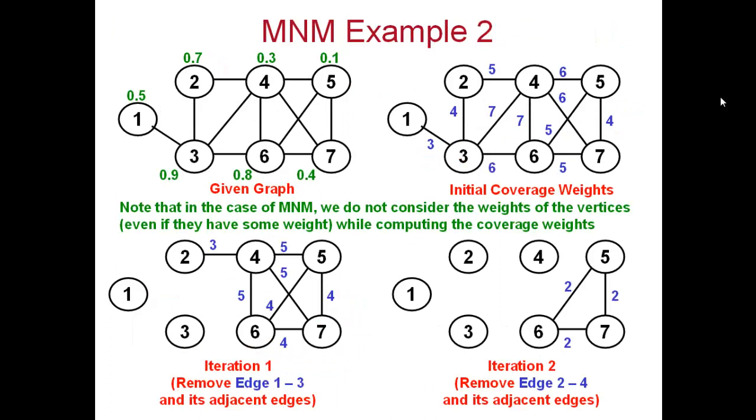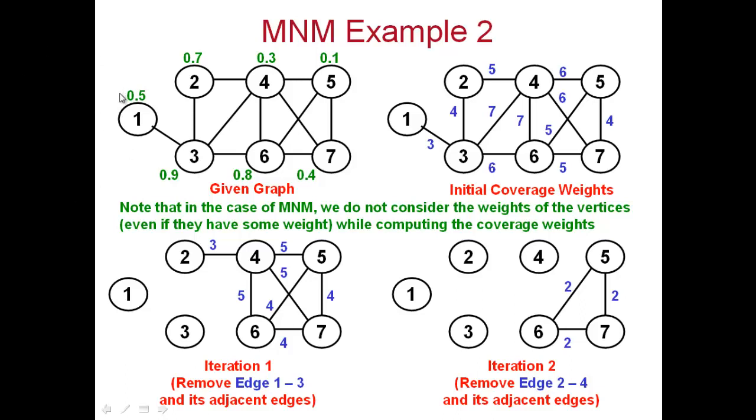Let us do one more example. We're again given a graph here with 7 vertices. This is a graph with an odd number of vertices, so definitely it's not possible to find a 100% matching. We can find only 7 over 2 minus 1, so 3 node pairs at most could be matched for a maximal node matching.